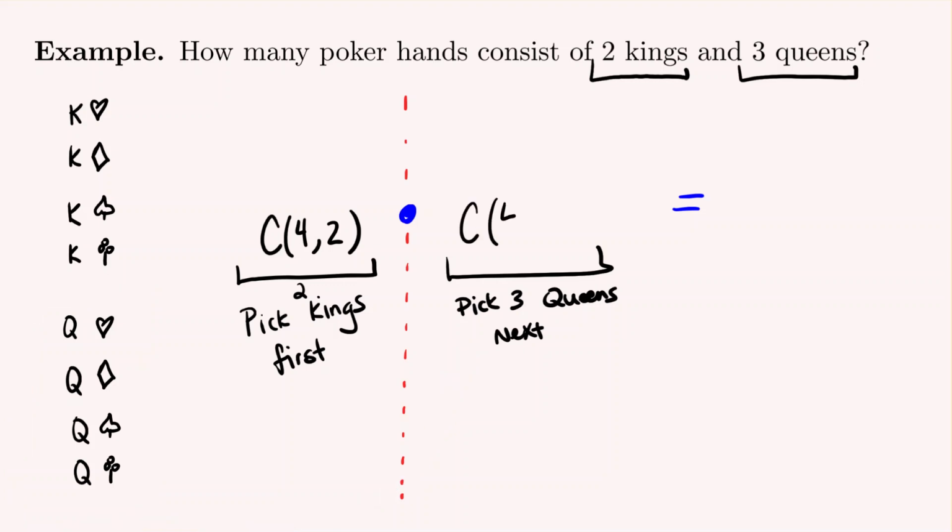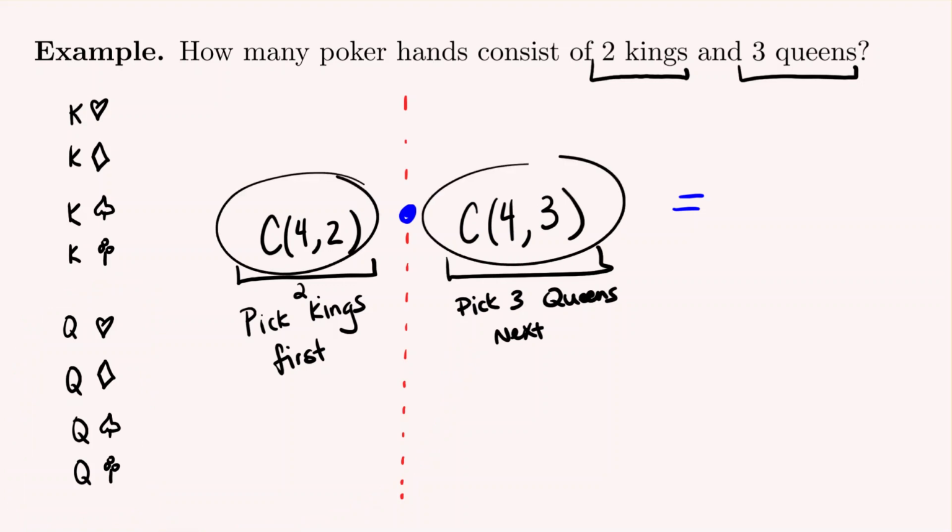The combination from 4 things to 3 things. Now, both of these are numerical values. I just have to calculate it off to the side. Once I know what they are, I'll multiply them together and we'll get the overall answer. So I'm going to write the formula for each below.